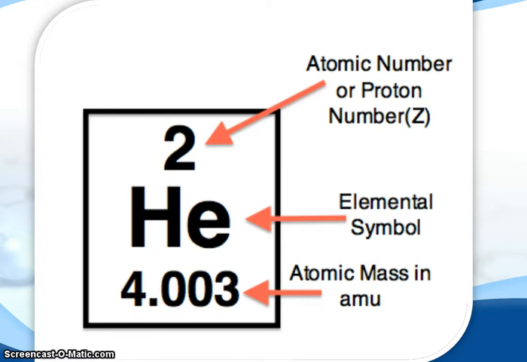Notice for this element, helium, that helium has 2 protons, as said by the proton number, and its atomic mass is 4. So, since its atomic mass is 4, you can subtract 2 protons from that to get 2 neutrons.